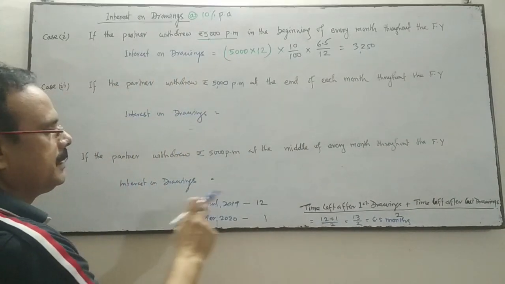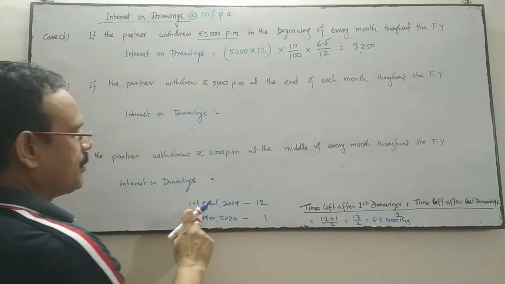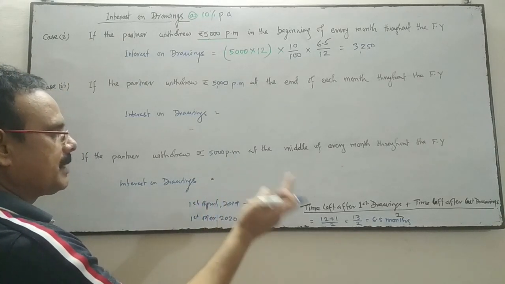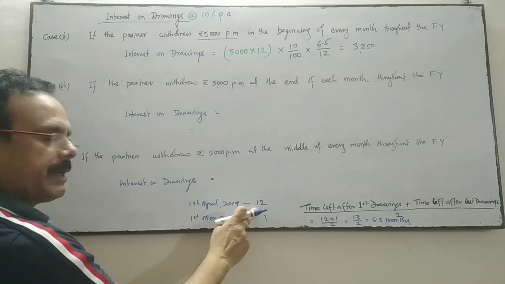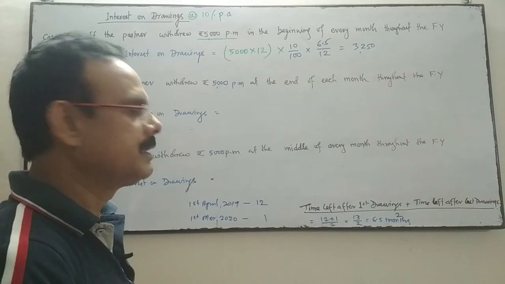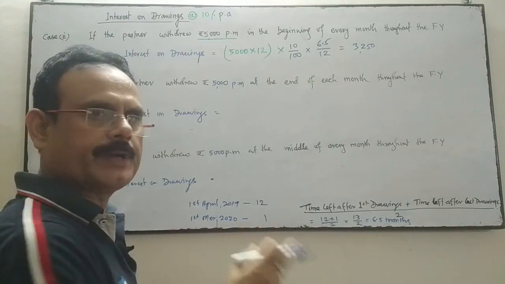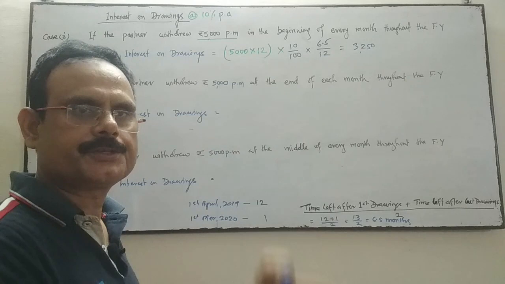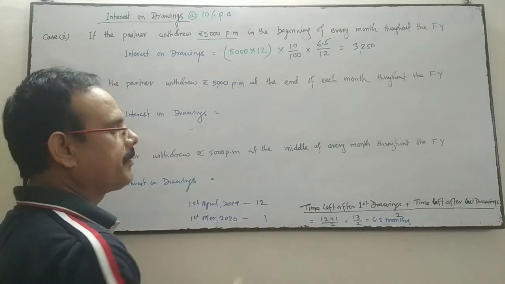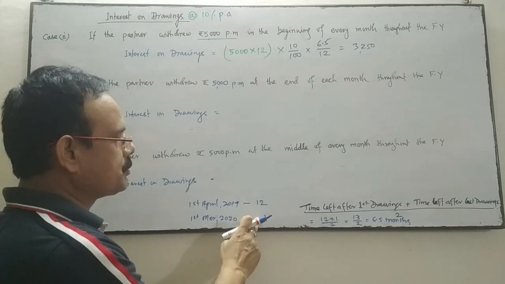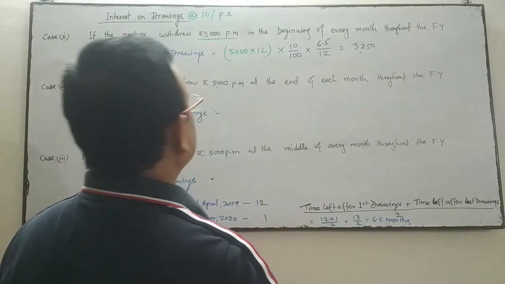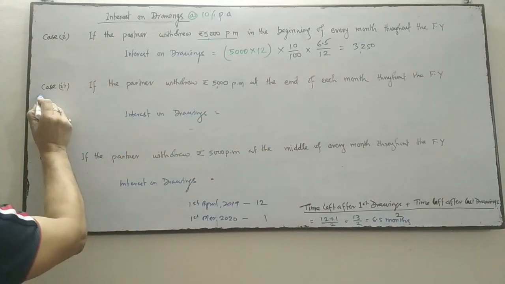This 6.5 is calculated as follows. Time left after the first drawing on 1st April, up to 31st March 2020, is 12 months. 1st March 2020 is the last drawing of that financial year. From 1st March to 31st March it's 1 month. So, we'll find out the average of these two, 12 plus 1 divided by 2. So, the average is 6.5.